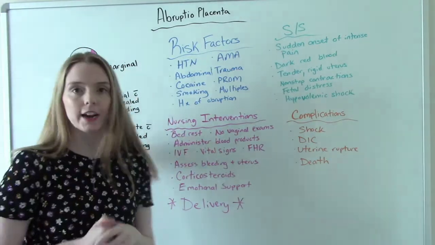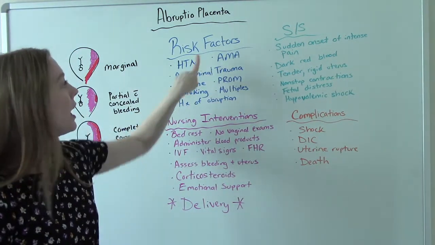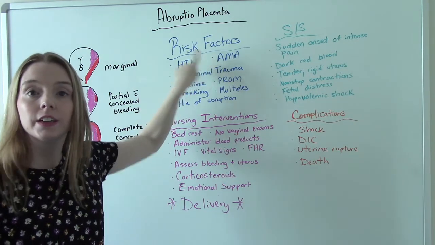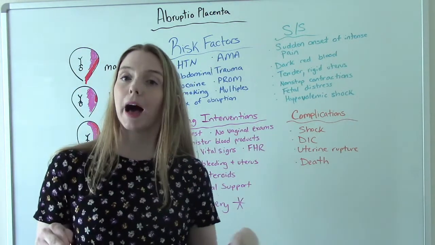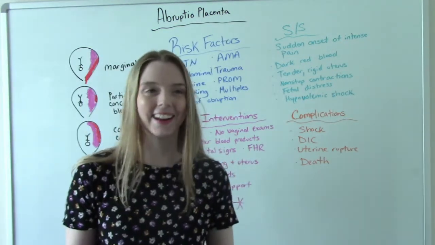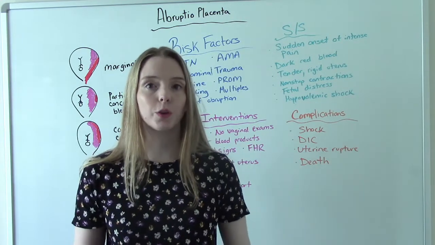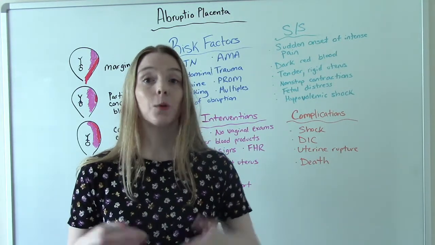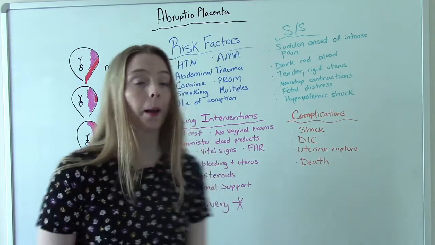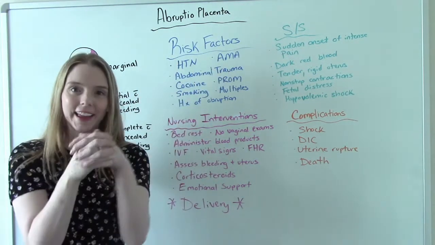So the risk factors of abruptio placenta include hypertension, advanced maternal age. Now advanced maternal age is any mom over the age of 35. And why is that, right? Think about it. So the older you are, the more likely you are to have some sort of comorbidity, right? And what's a very common comorbidity? Hypertension, right? So the two of these kind of go hand in hand.